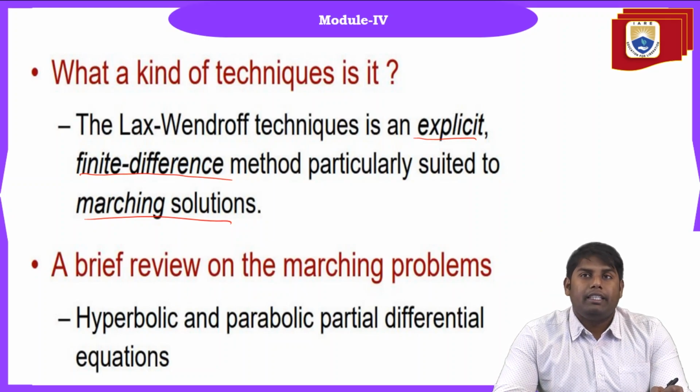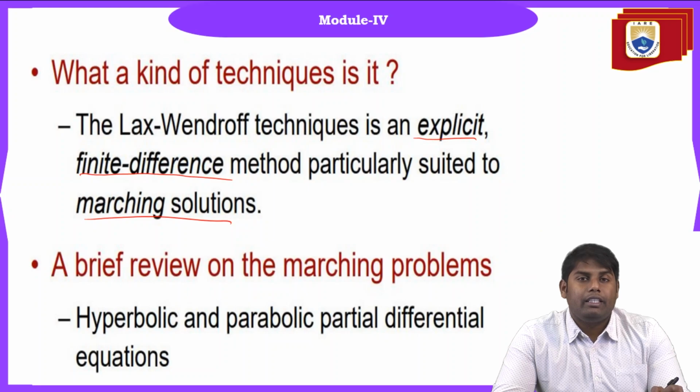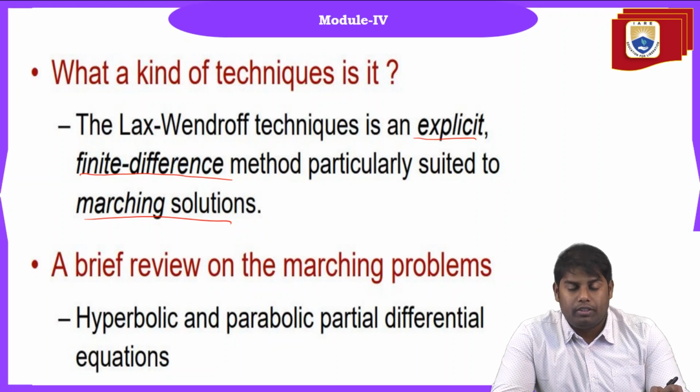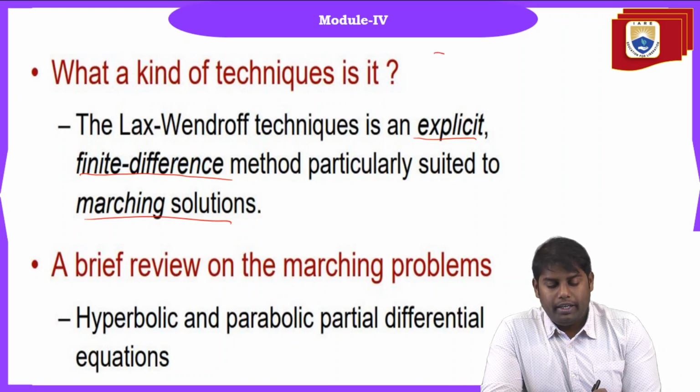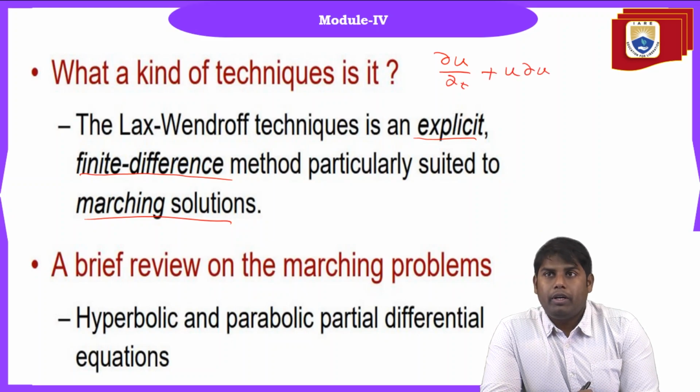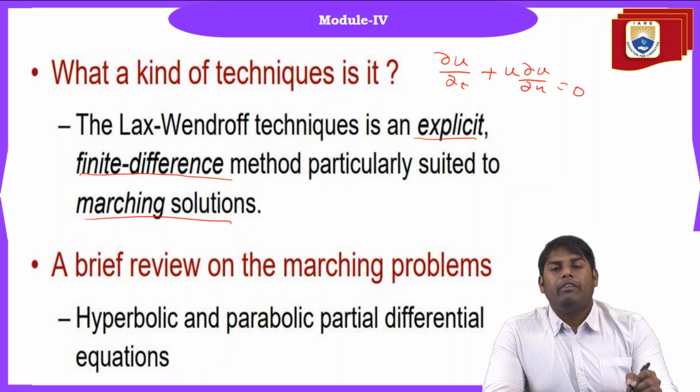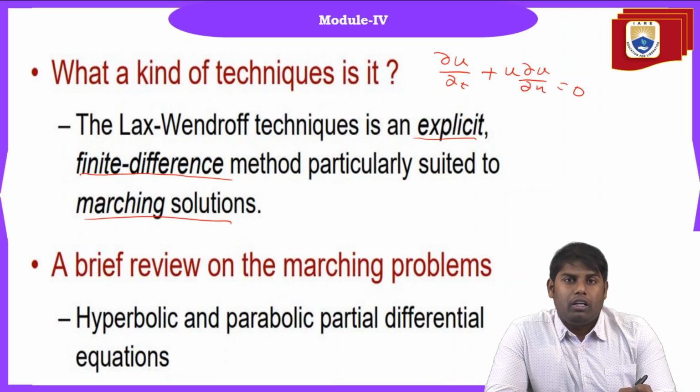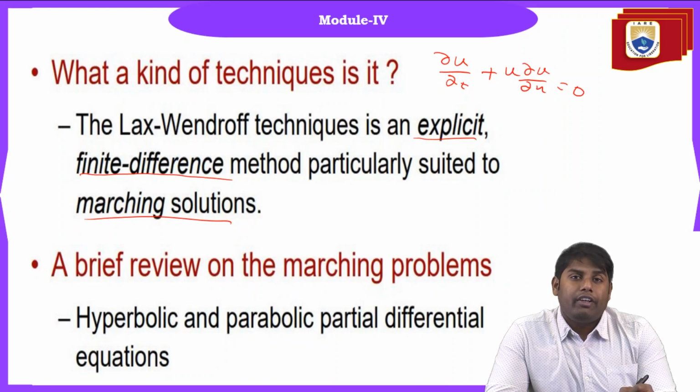The finite difference method is a method where we replace the partial differential term with a linear term in terms of index notation. Let's say we have an equation ∂u/∂t + u ∂u/∂x = 0. For this equation, we have to do the finite difference formulation. There are two types: one is explicit, the other is implicit. For the explicit, we will have only one unknown variable and all the remaining are known variables.